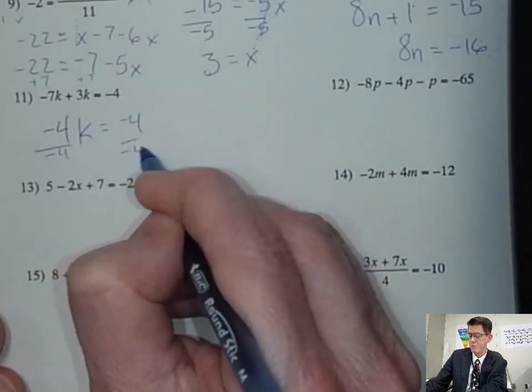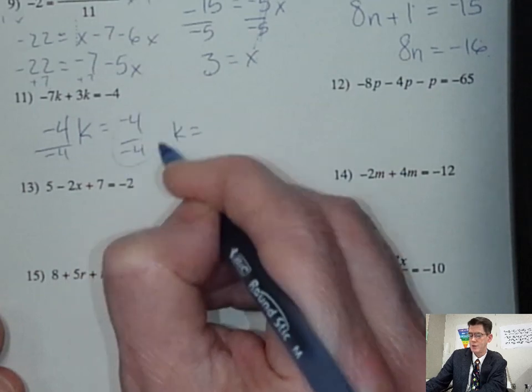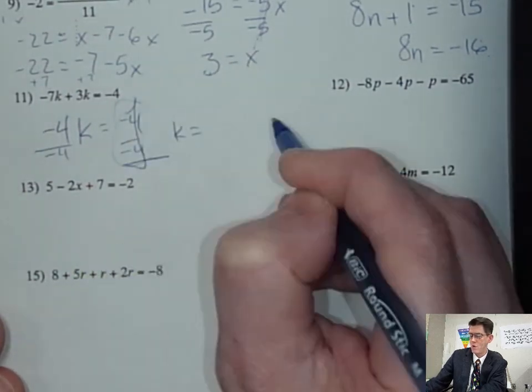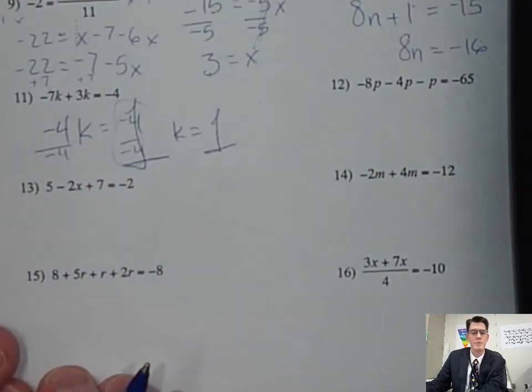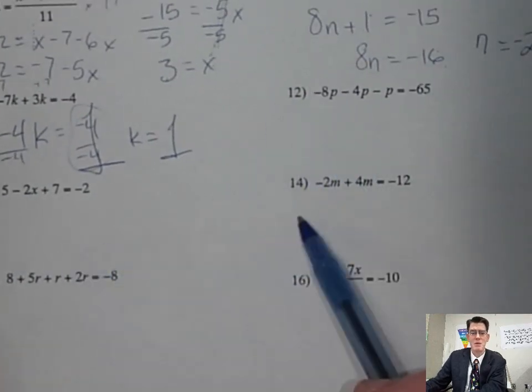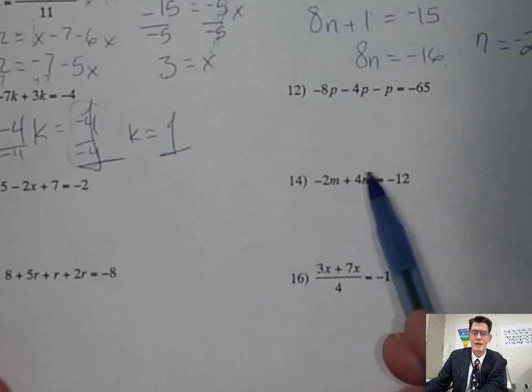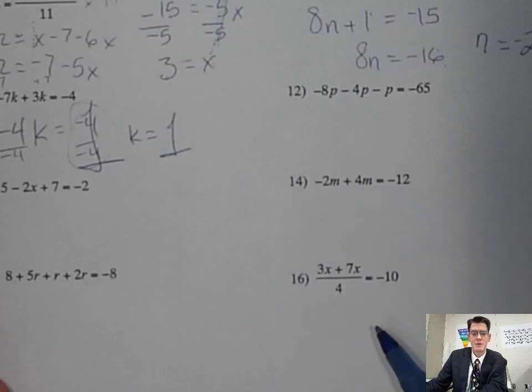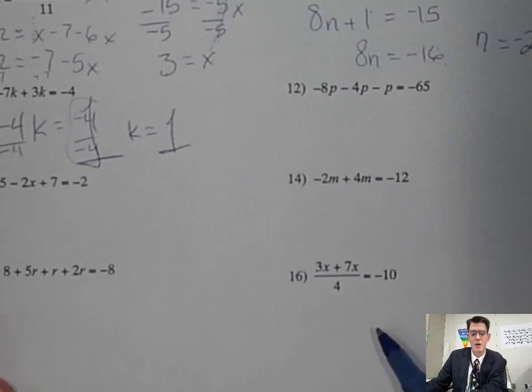Divide by negative 4 on both sides so that k equals negative 4 divided by negative 4, which reduces to 1. If you ever get a fraction on any of these, maybe check your work, put the fraction back in, as you see us trying to make these as simple for you as possible.